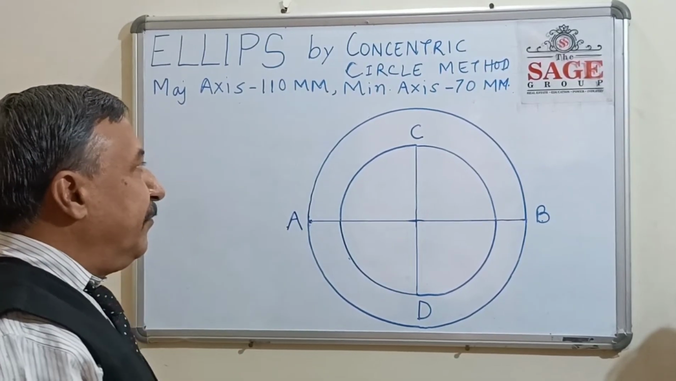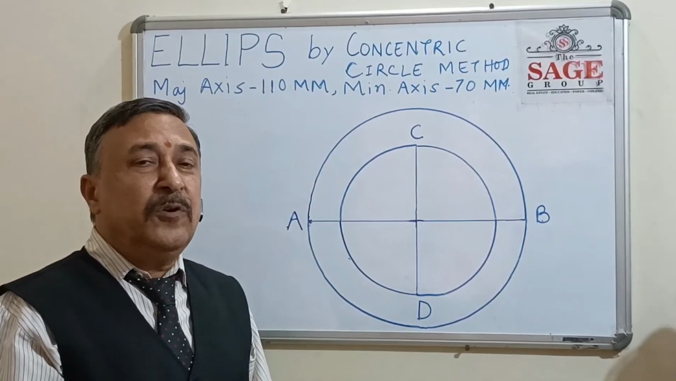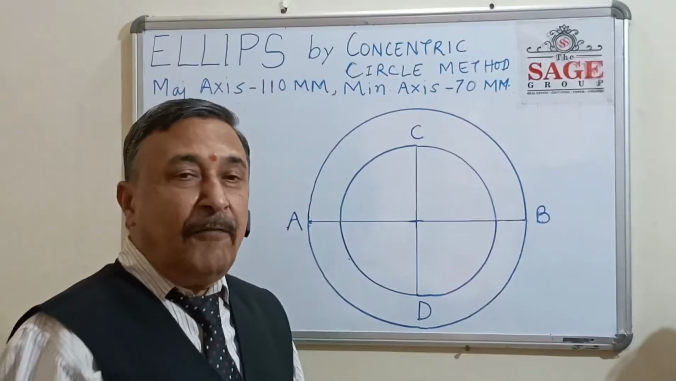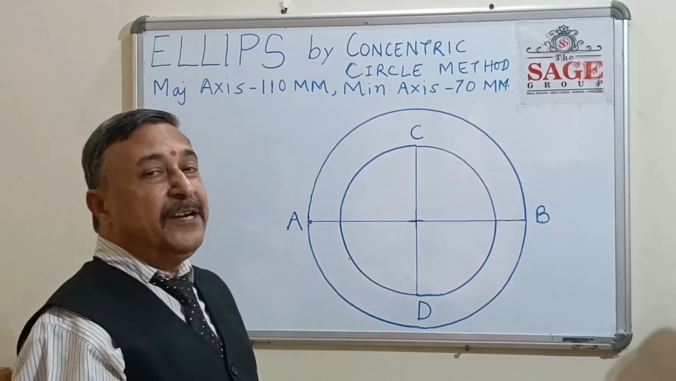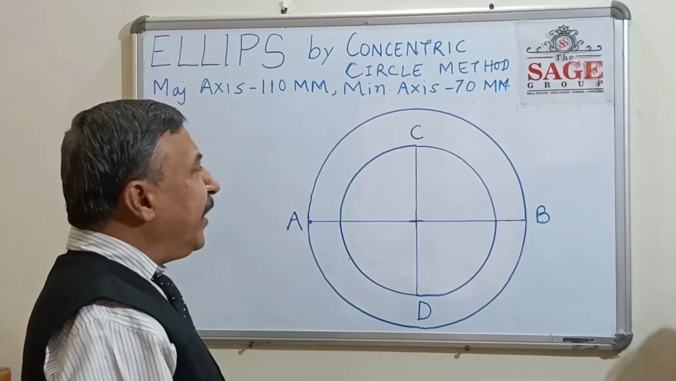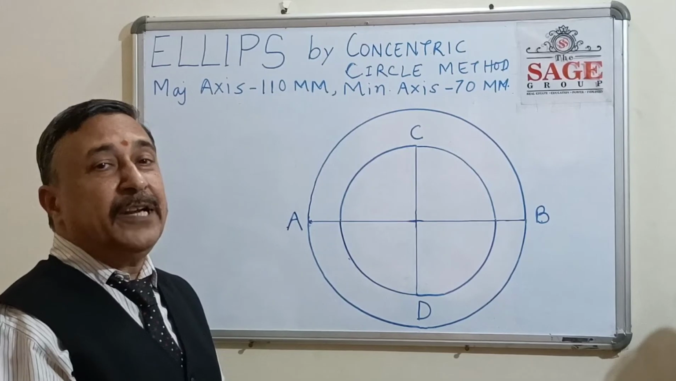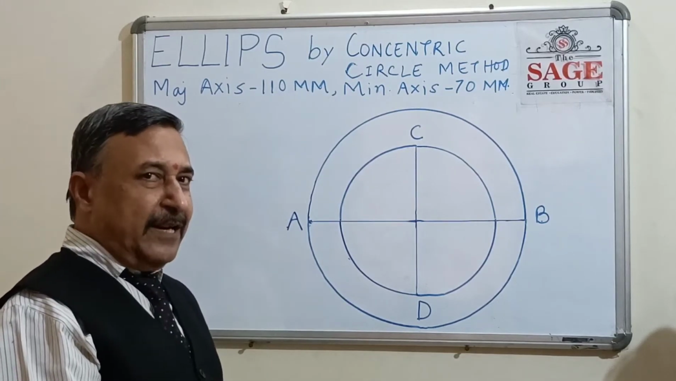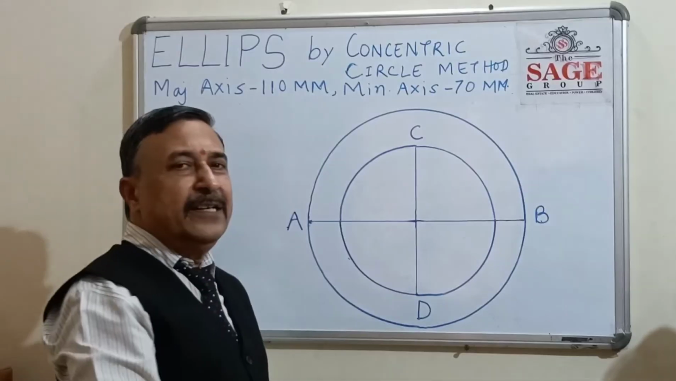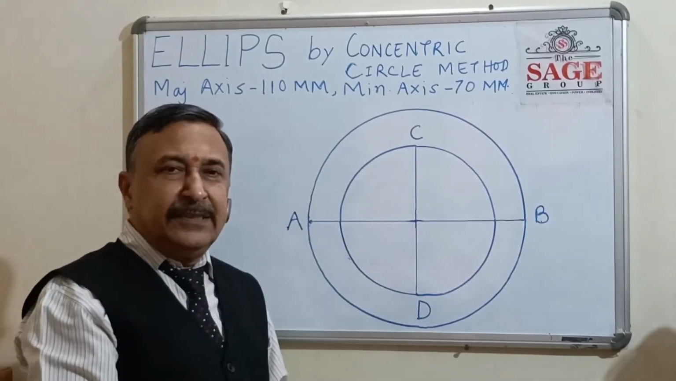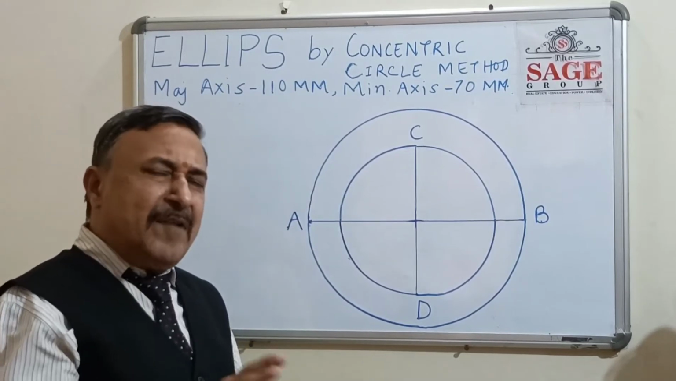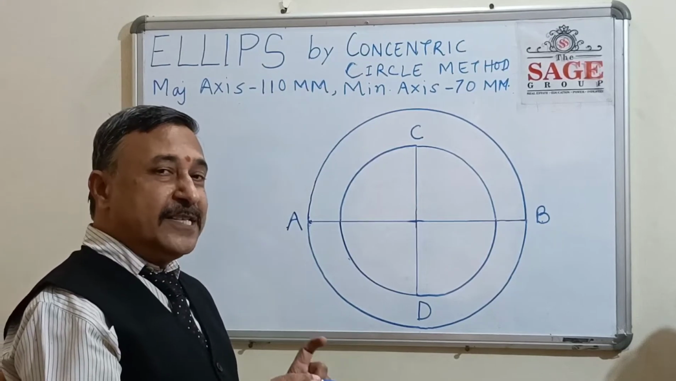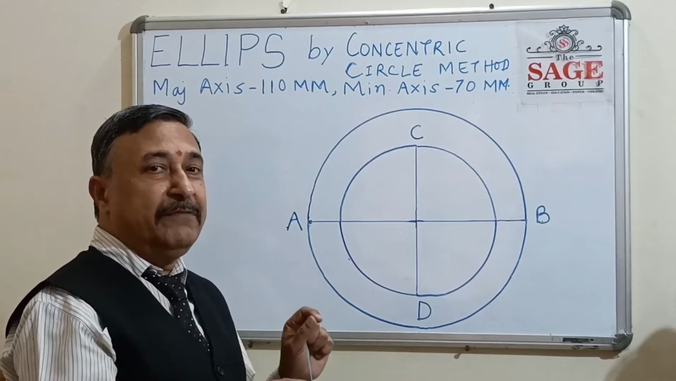Now we have to divide these circles into 12 equal parts. Do you know the construction to divide a circle into 12 equal parts? How do we divide a circle into 12 equal parts? See here, if we divide the smaller circle and then extend, the major circle is automatically divided. Now I am showing the construction of how to divide a circle into 12 equal parts.